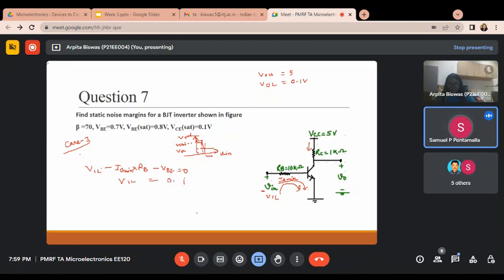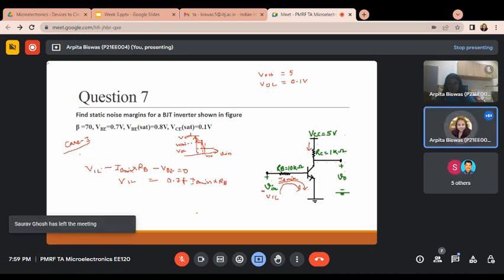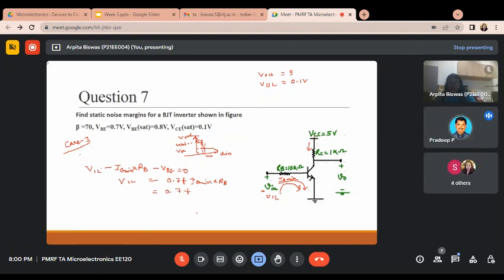VBE here 0.7 plus IB minimum RB. Now tell me how you will calculate the IB value. What is the value of IB? IB is IC by beta. IC we have to calculate, madam. Yes, here we have to find out the value of IB, so that's why we have to calculate the value of IC.